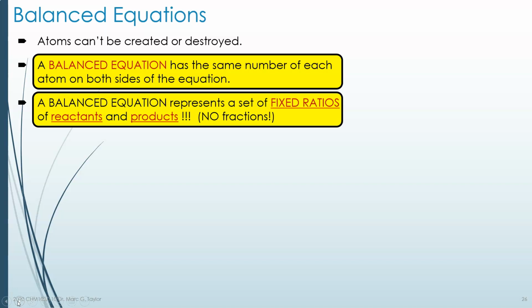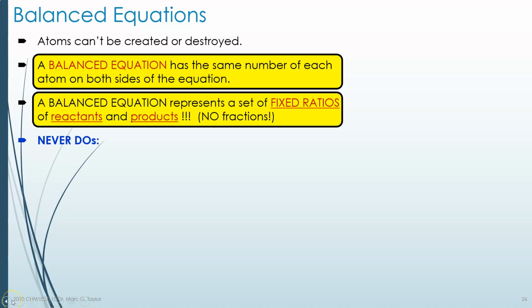For instance, I can have 2 of A reacting with 3 of B to produce 1 C and 4 D. That's a perfectly fine set of ratios. They're all whole numbers, and it's the lowest ratio of those. I can't simplify it anymore.